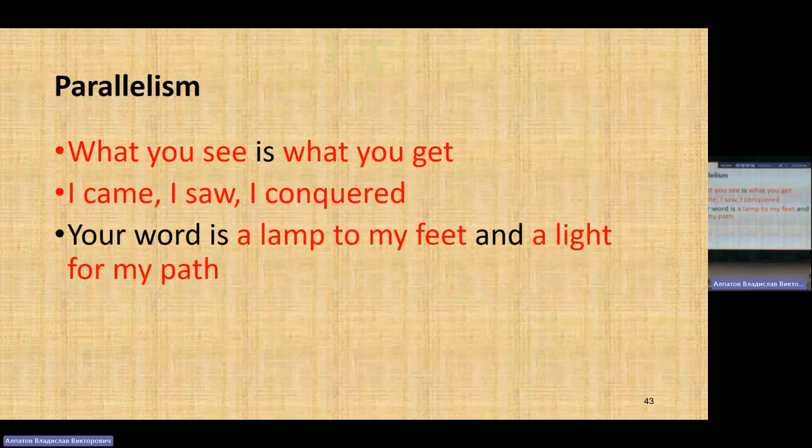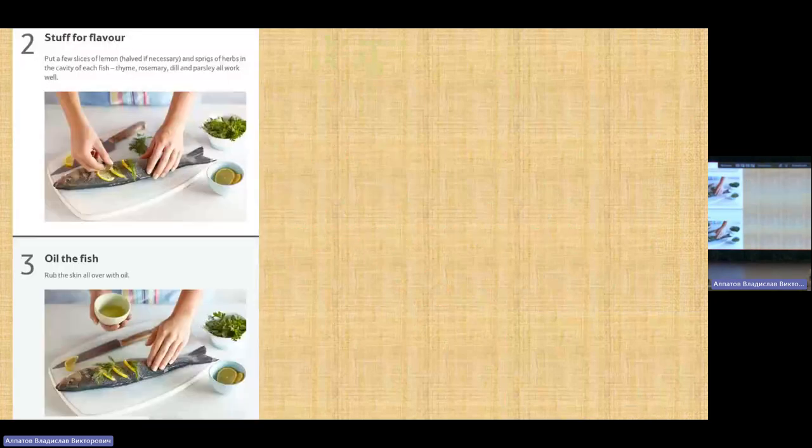And then, well, parallelism often appears in the Bible. Your word is a lamp to my feet and a light for my path. Sometimes, as you see here, it can be accompanied by anaphora. But it could be just parallelism. Now, as I said, it serves the purposes of clarifying things and ordering things, structural things.